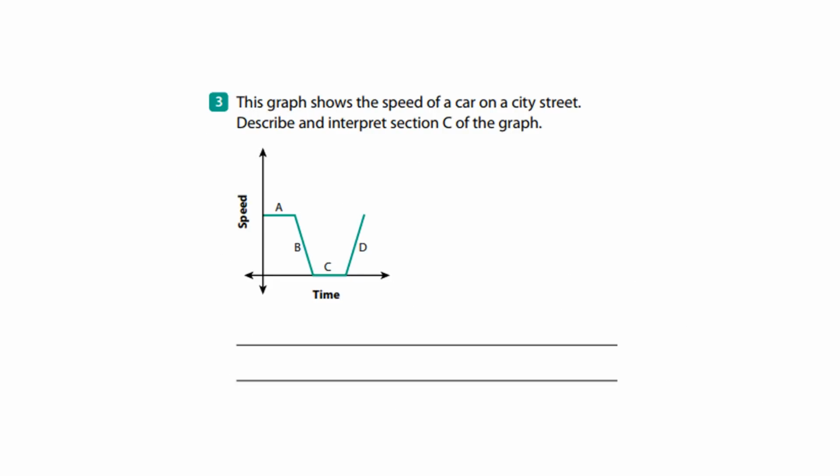Number 3, this graph shows the speed of a car on a city street. Describe and interpret section C of the graph. So again, we're talking about speed, and letter C is down here at the bottom, standing here at 0, so we know his speed is 0. If we're talking about a city street, then possibly the car has stopped at a stop sign or a traffic light.